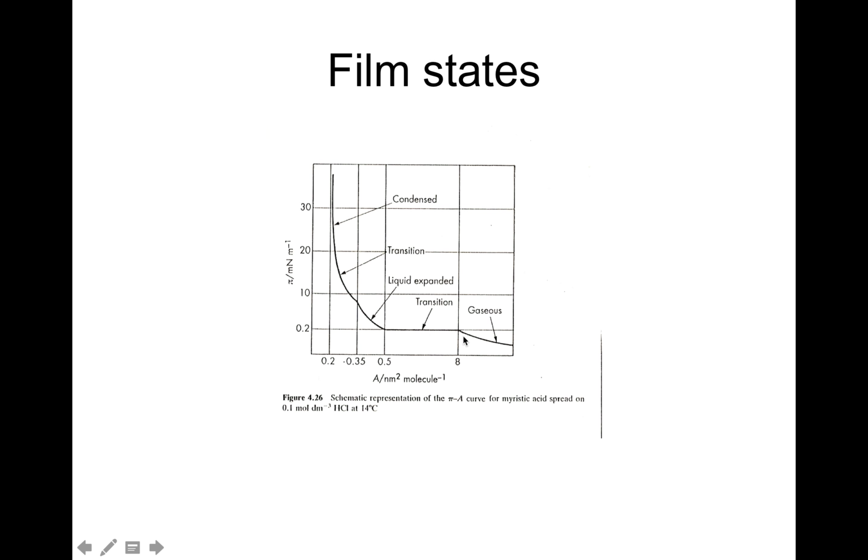But as we reduce the area per molecule, we get one where we literally have no slope, and that is sometimes called the transition, because the next one has a slope of higher magnitude, and this is similar to the liquid expanded system we mentioned earlier. If we move a bit further, we get another transition, which then gives us the condensed molecular behavior.